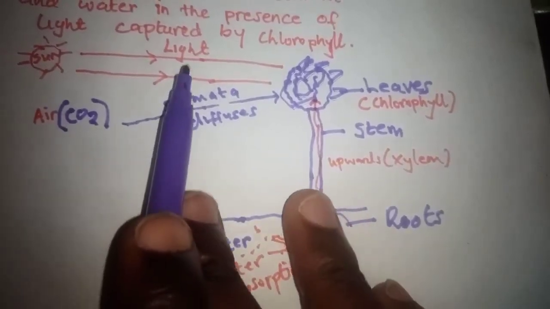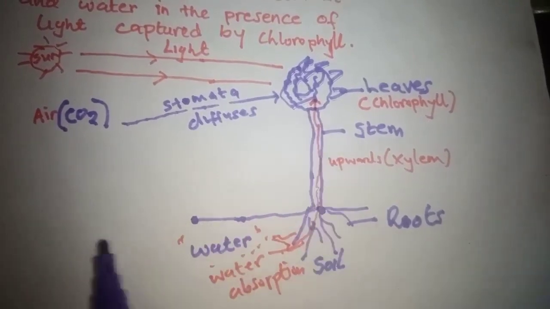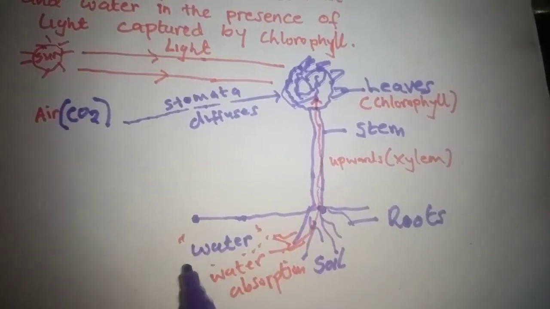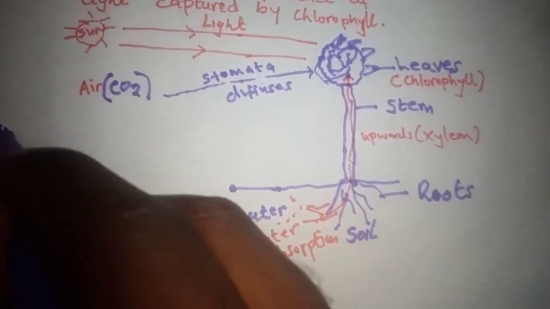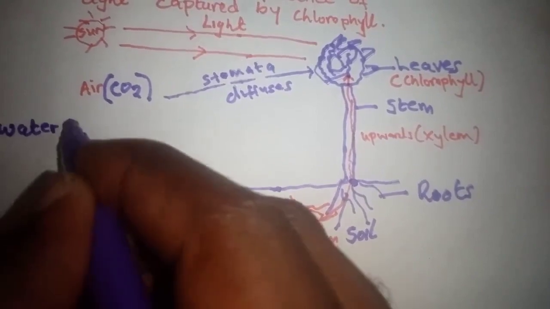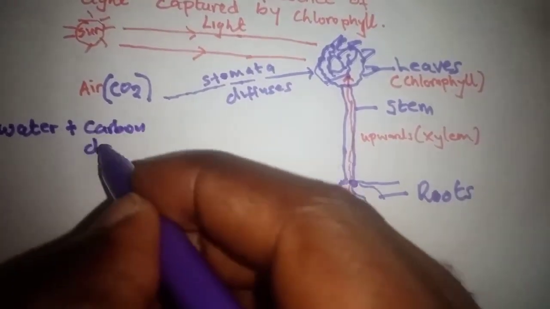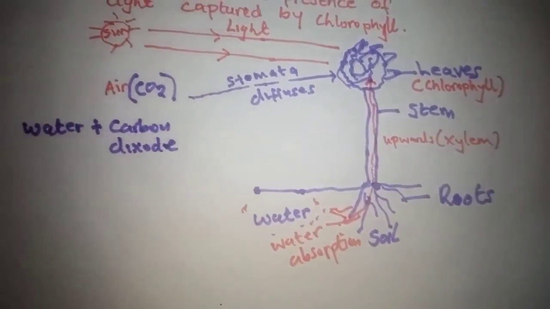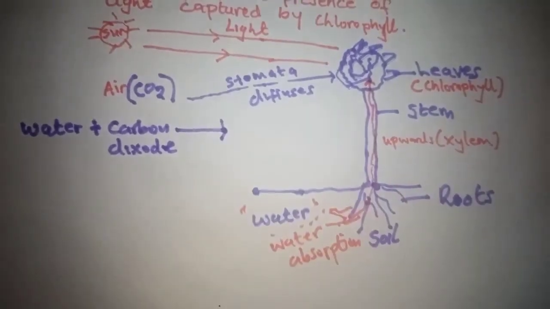You have light, you have carbon dioxide, and you have what? Water. Okay, so when you have carbon dioxide and water, these two here, what happens is this. So you have water plus carbon dioxide, these will react. Okay, of course we have the requirements.